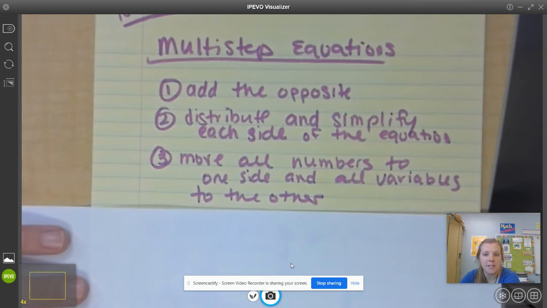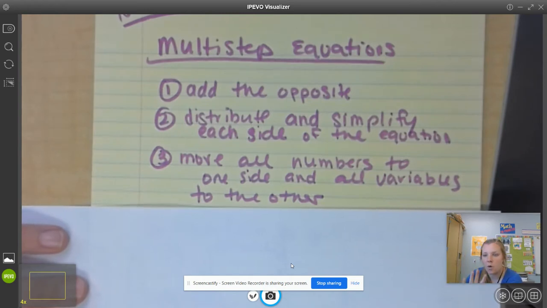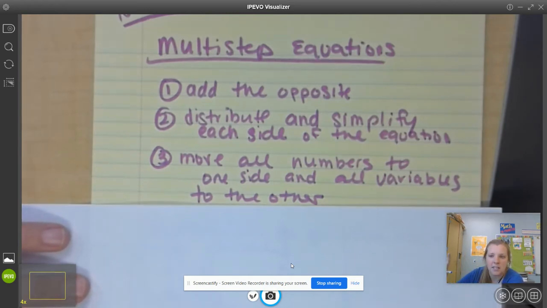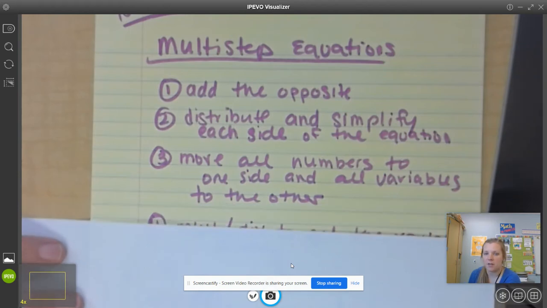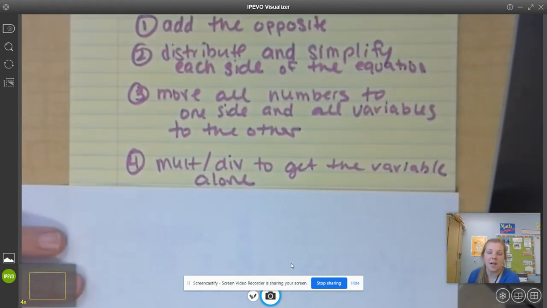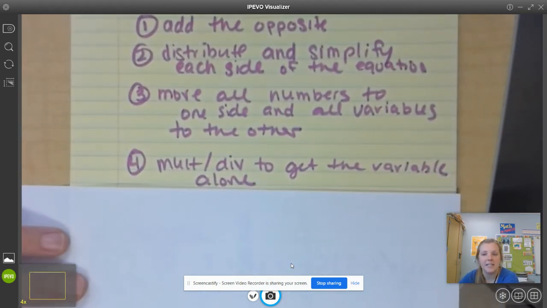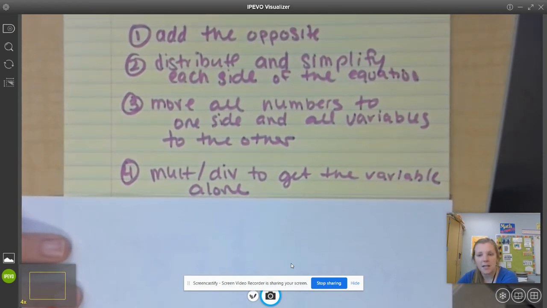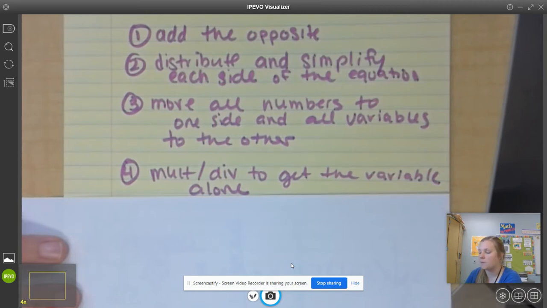The third step is to move all the numbers to one side and all the variables to the other. My overall goal is to isolate the variable, to get the letter alone. And so I kind of have to regroup the equation and put all the x's on one side and all the numbers on the other. And then my last step, I would have to multiply or divide to get the variable alone all the way. So those are the four steps. I have two examples we're going to work through, and then we'll practice this a lot more in class.